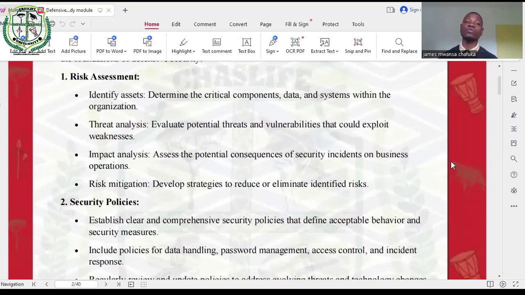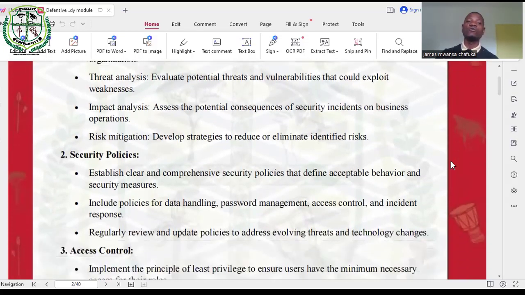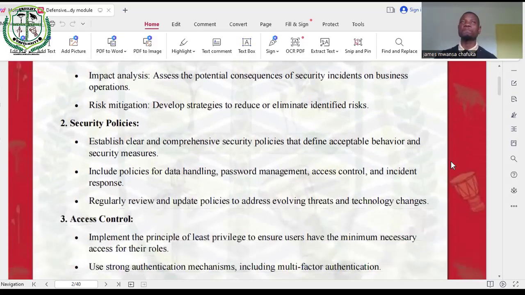So this is just part of risk assessment, where we have talked about identifying assets, then threat analysis, impact analysis, and risk management or risk mitigation. And then let us proceed by looking at security policies.